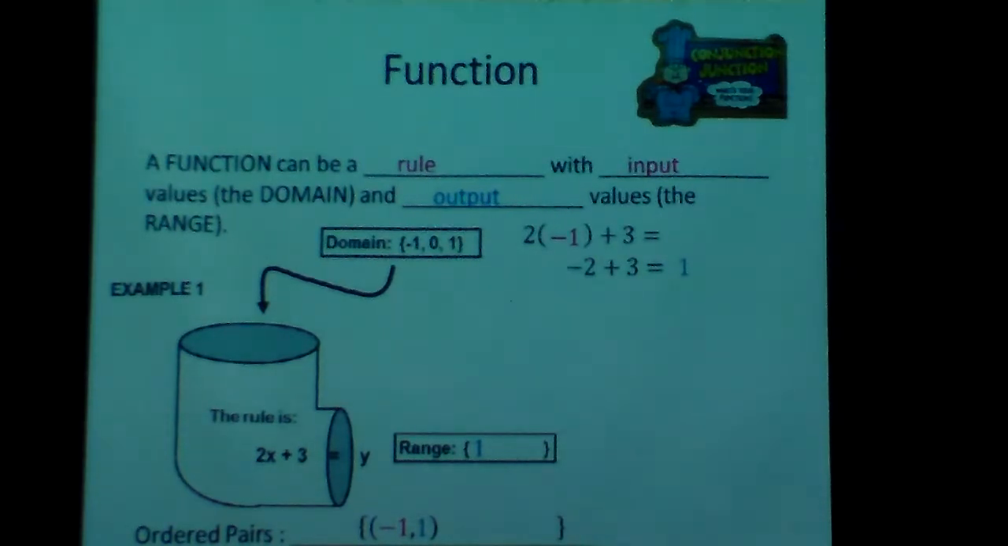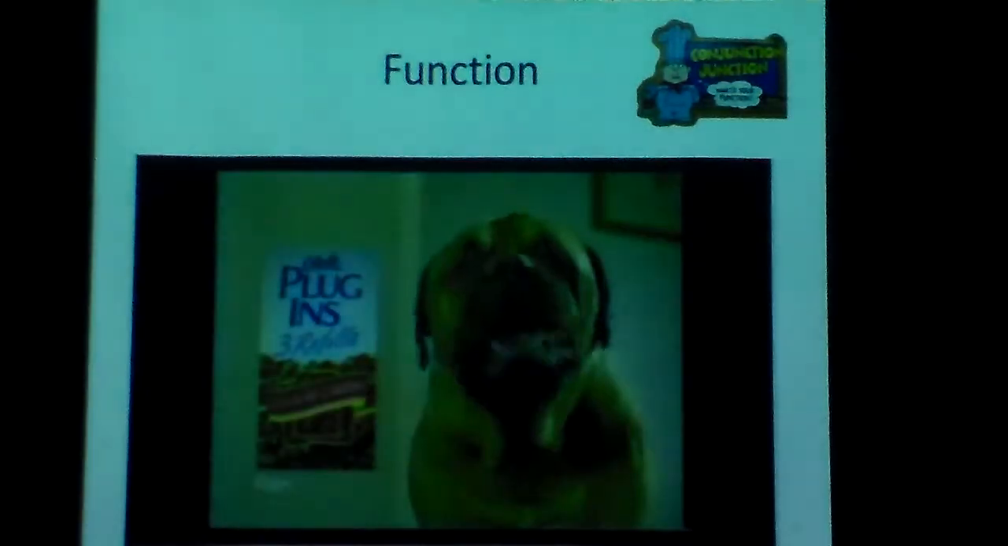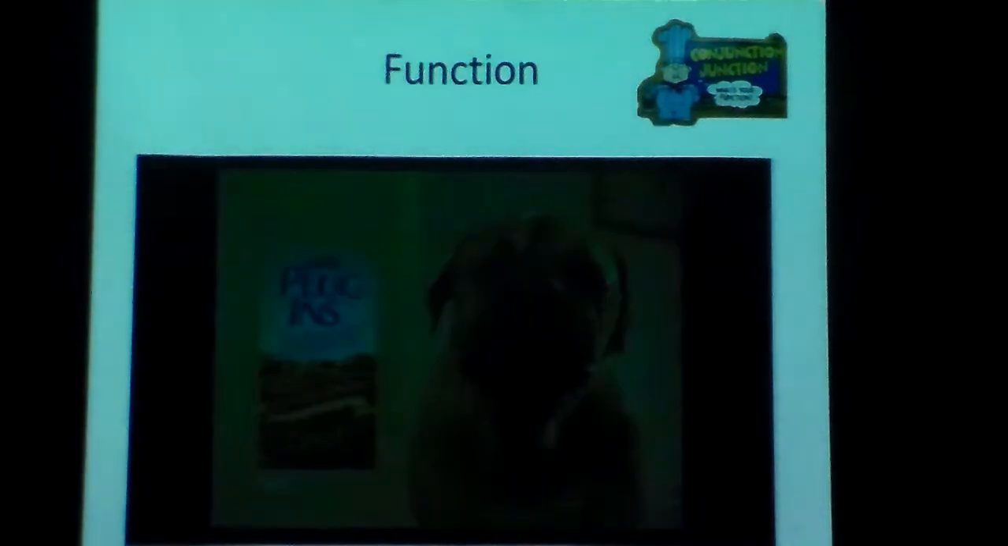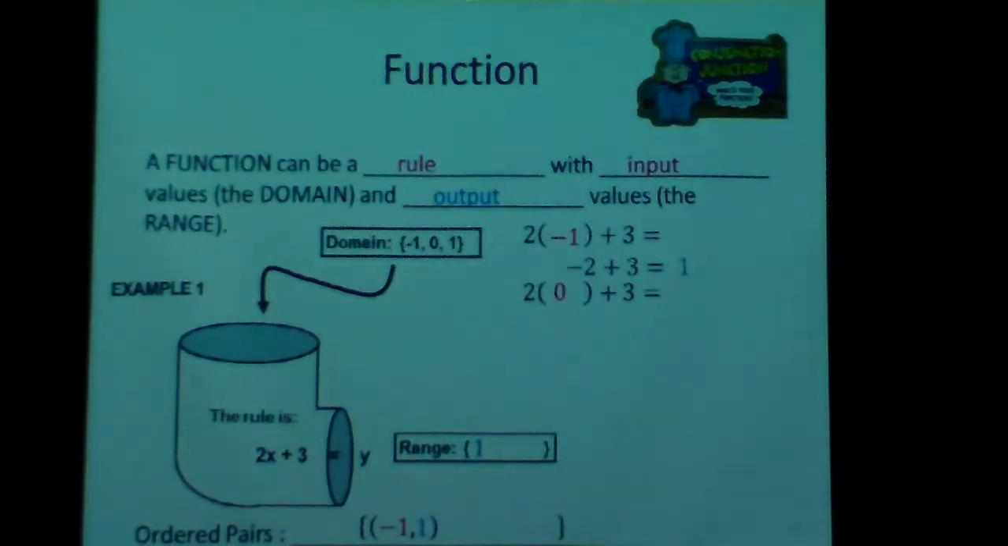Now let's plug in the 0. Notice I wrote the same thing, I'm going to put a 0 there. What's 2 times 0? Well, it's 0. And 0 plus 3 is just 3. So when x is 0, y is 3. Or we have the point (0, 3). Notice the x's are in red and the y's are in blue.